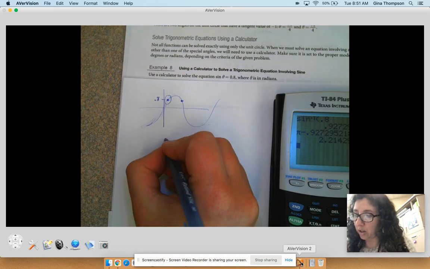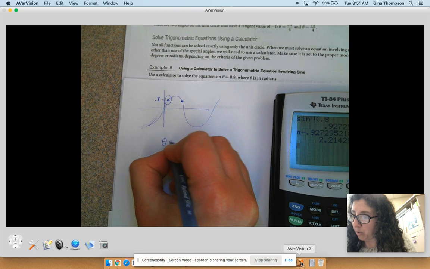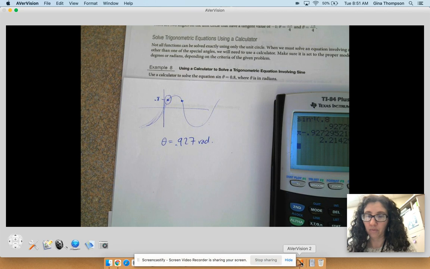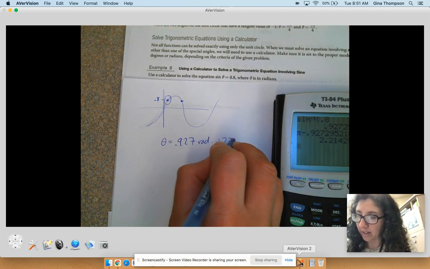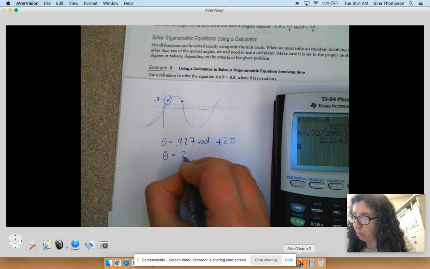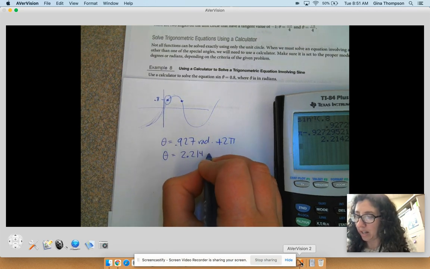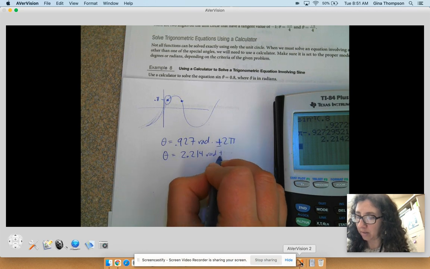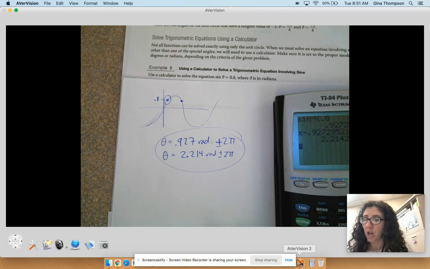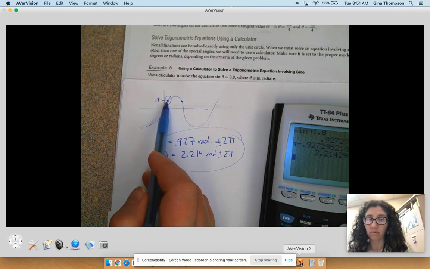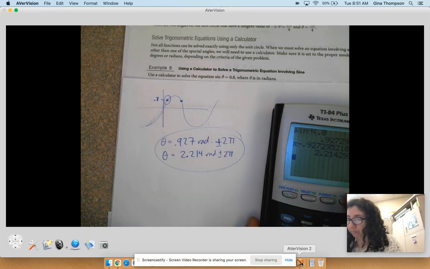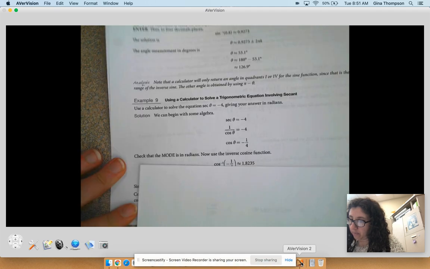Okay, so my first solution is going to be theta equals 0.927 radians plus 2 pi, right, since they didn't give us a restricted domain. And my second solution is going to be 2.214 radians plus or minus 2 pi. There's all my solutions. Okay, so my calculator only gives me one. I have to do the thinking to get the second solution. Okay, what about this one?